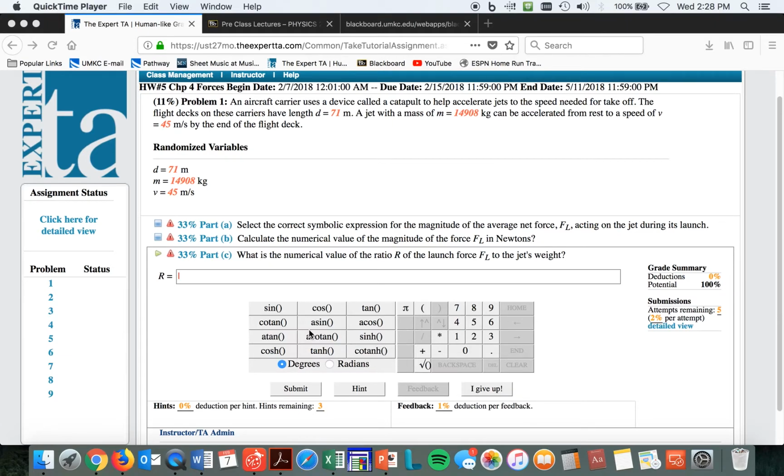Now, this problem number one, of course, I start you off with kind of a hard one. All right, so this is what my problem looks like. It says an aircraft carrier uses a device called a catapult.